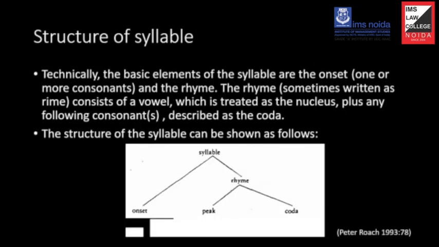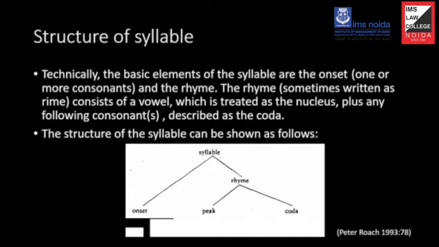Now let's move on to the structure of the syllable. Technically, the basic elements of syllable are the onset, one or more consonants, and the rhyme. Rhyme consists of nucleus and coda. The rhyme, sometimes written as rime, R-I-M-E, consists of a vowel, which is treated as the nucleus, plus any of the following consonants described as the coda. The structure of the syllable can be shown as follows. You can have a look at it.